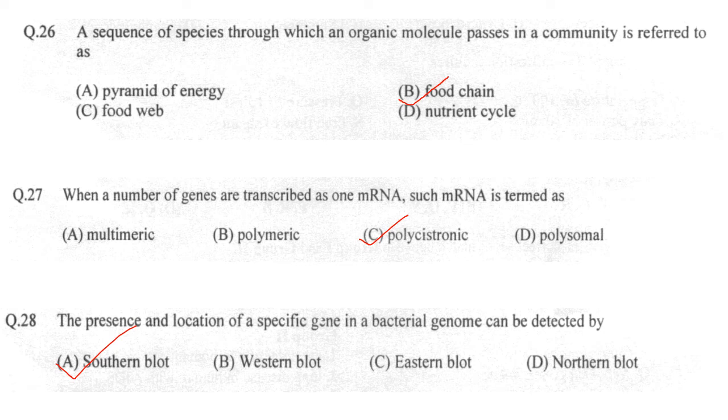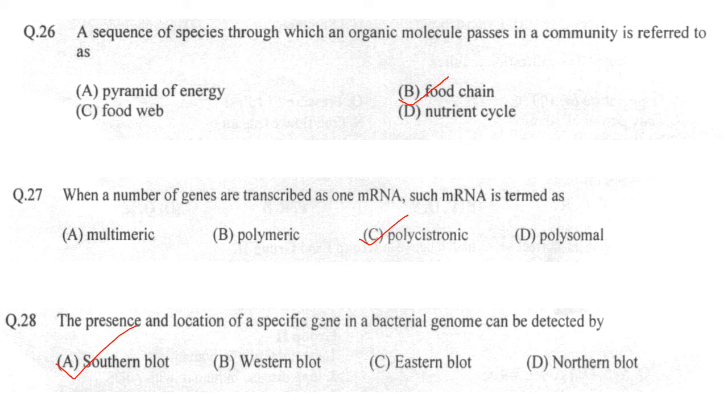Next one. When a number of genes are transcribed as one mRNA, such mRNA is termed as option A, multimeric, B, polymeric, C, polycistronic, D, polysomal. Answer is option C, polycistronic.